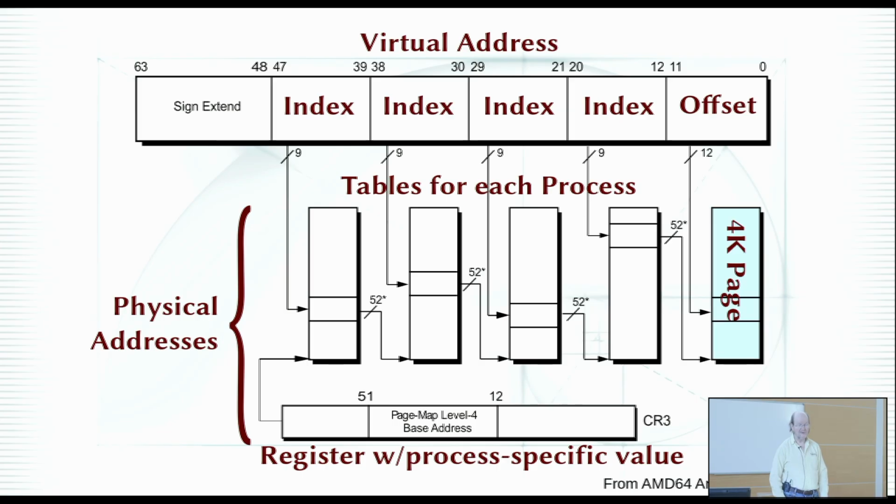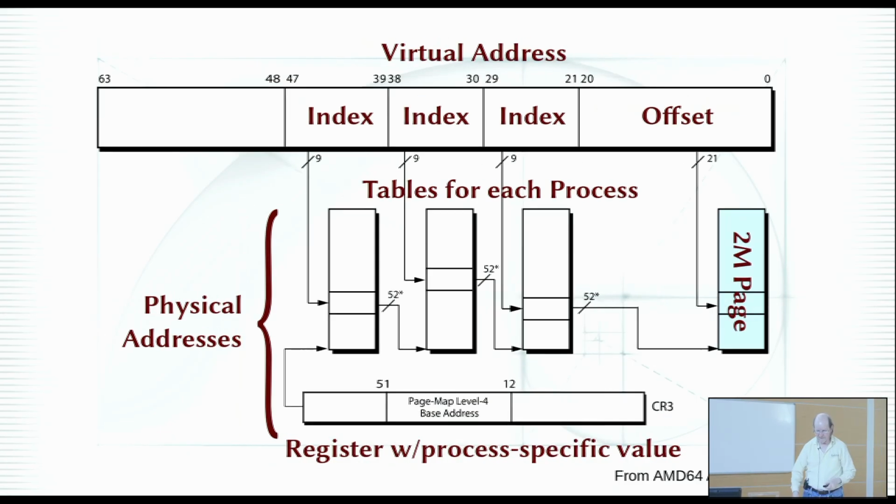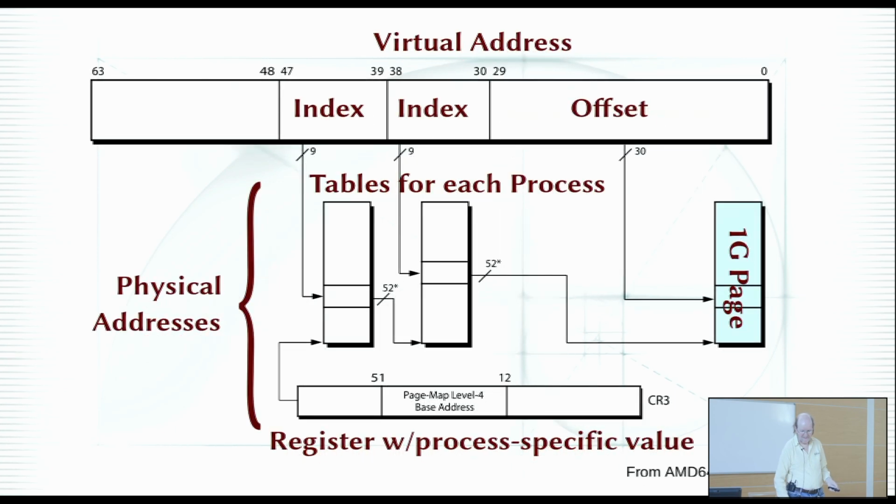So there are other tricks you can do here, and one of them is what if we were to leave out the bottom table? We'd get something like this, where you only have 3 levels of table, and you now have 21 lower bits that are indexing into a page which is 2 megabytes in size. And if you leave out one more, you have a 30-bit offset into a 1 gigabyte page.